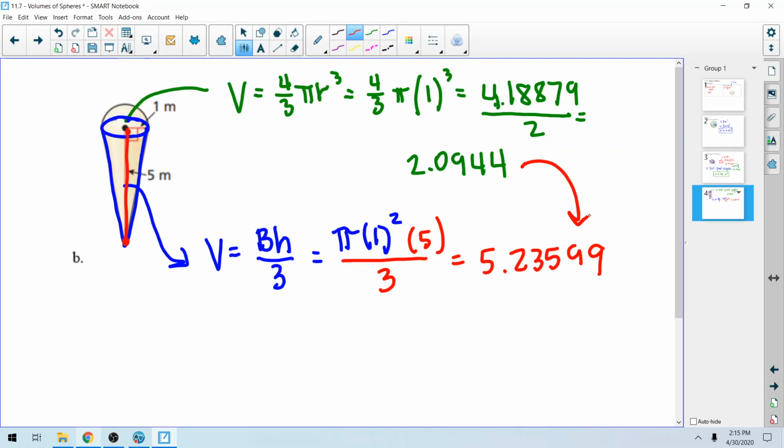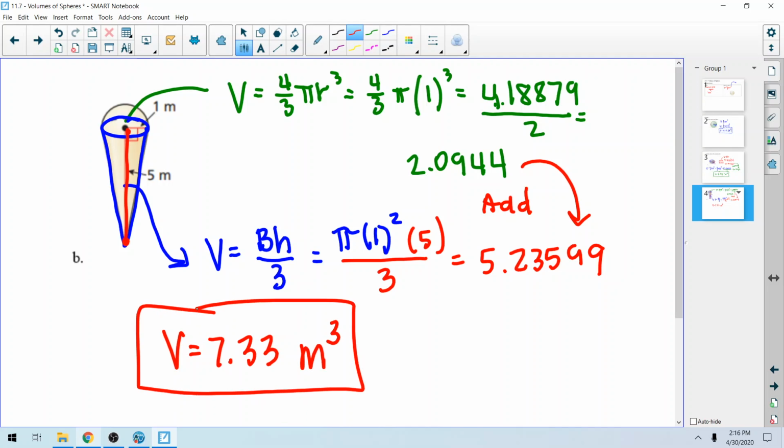Now I've got the green one, I've got the red one, add or subtract? In this case, because they're stacked on top of each other, not inside each other, we're going to add. So I'm going to go grab those and add them together. Total volume is 7.33 meters cubed.